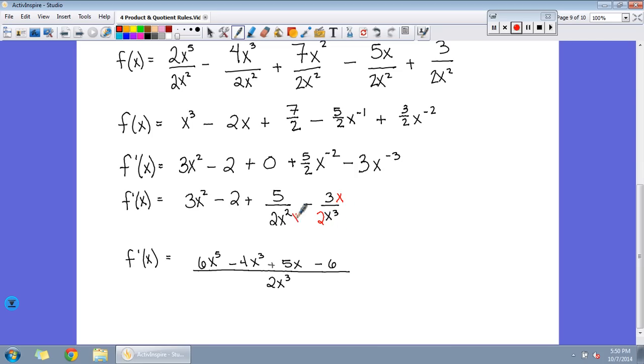This one needs to get multiplied. Actually, see, this x is supposed to be a 2. Whatever you multiply on the bottom needs to be the same on the top. So times 2x times x. This needs to be a 2x cubed, and this needs to be a 2x cubed times 2x cubed. So we're going to get 6x to the 5th minus 4x cubed plus 5x minus 6 all over 2x cubed.